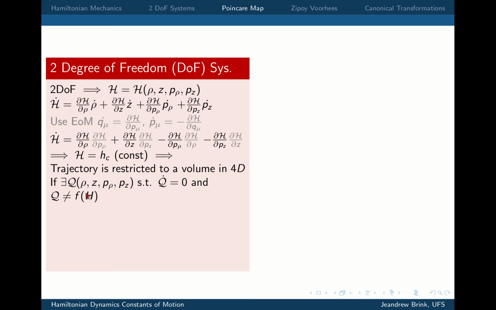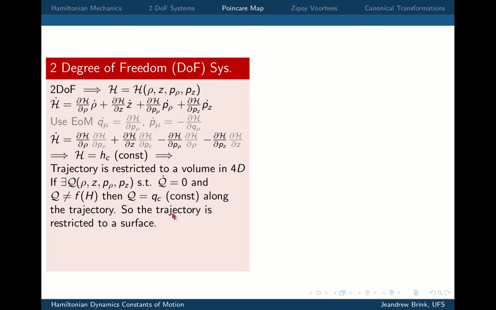So if you can find this function, and you can say that Q dot is equal to 0, then along the trajectory, you also have that Q equals constant. And what that means is that the trajectory is stuck not only on a volume, but on a surface. So in 4 dimensions, you have 2 independent functions restricting those 4 dimensions. And what that means in practice is that the trajectory in your 4-dimensional space is restricted to a surface.